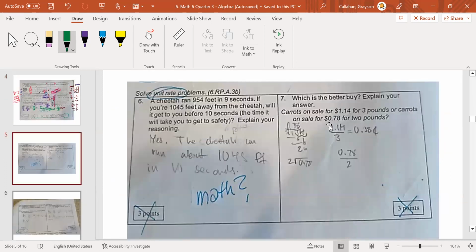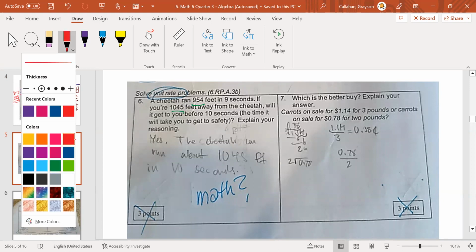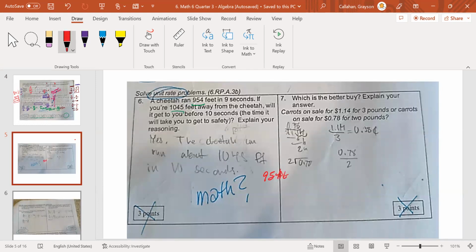All right. For number 5, a cheetah runs 954 feet in 9 seconds. If you're 1,045 feet away from the cheetah, would it get to you before 10 seconds? You need to have math. You can't just go ahead and reason with it. Do you see how you have absolutely no points for this one? A cheetah runs 954 feet in 9 seconds, okay? You are 1,045 feet away. Will it get to you in 10 seconds?